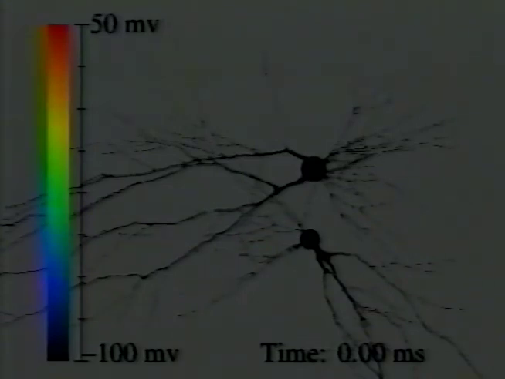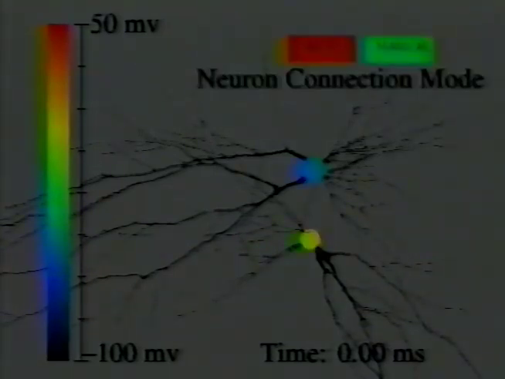Here is the connection mode. In this mode, the neurons can be connected into networks. Notice that both neurons have turned black, except for the somas, which are blue and yellow. Color no longer indicates voltage as it did in the comparative mode. Now the color is simply used as an indicator to tell the neurons apart. We can now choose to make a connection.